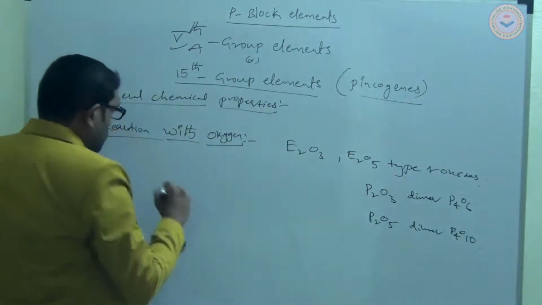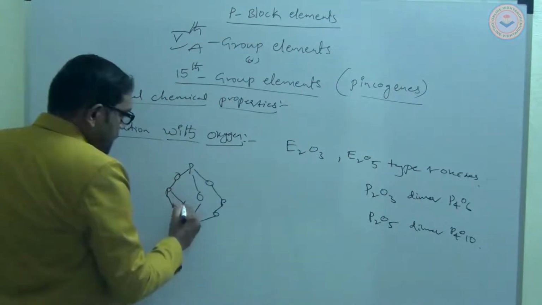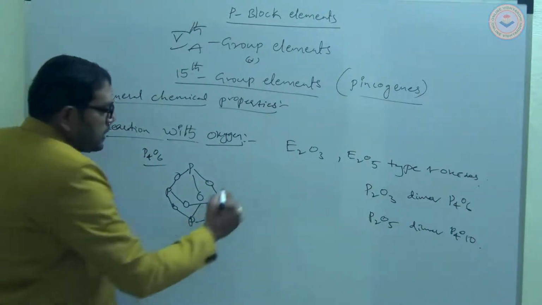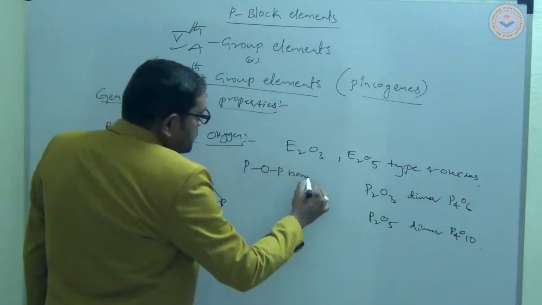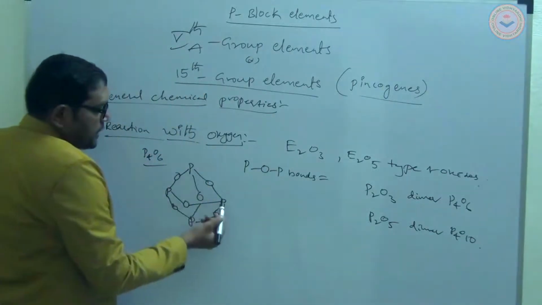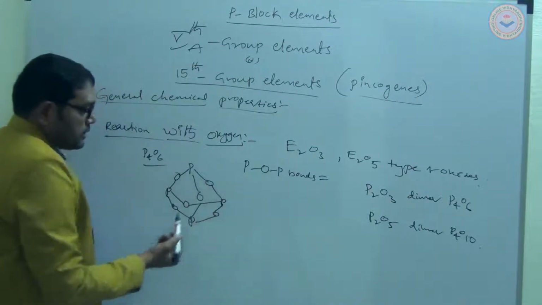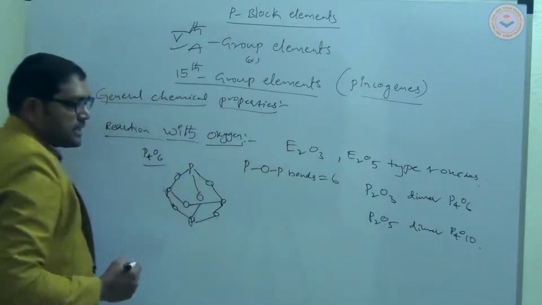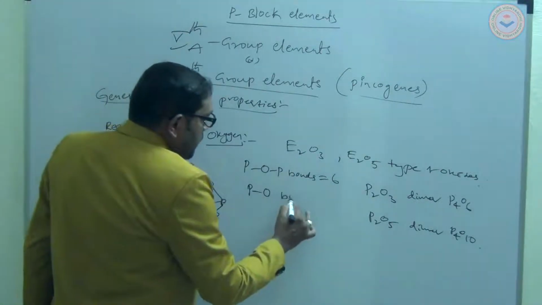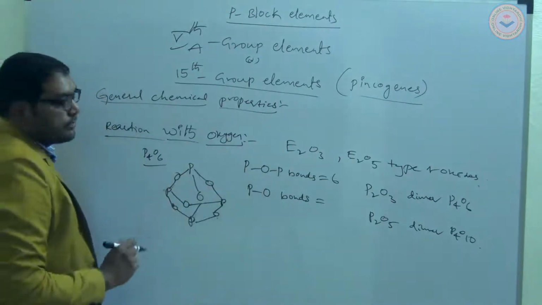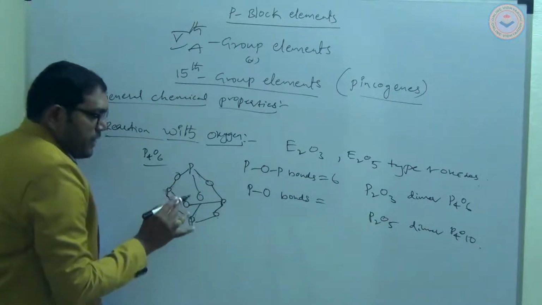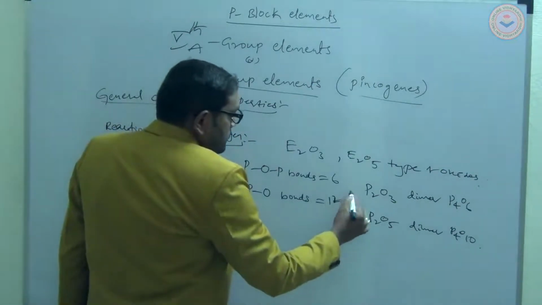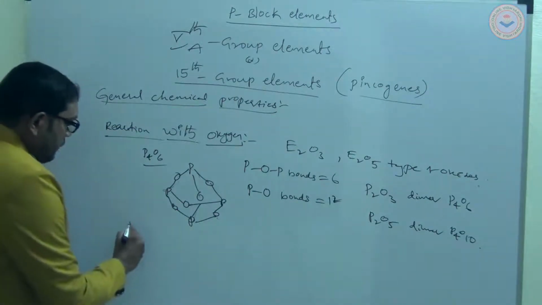Now the P4O6 and P4O10 structures. In the P4O6 structure, there are P-O-P bonds, 1, 2, 3, 4, 5, 6. The P-O-P bonds are 6. Phosphorus-oxygen bonds: around every phosphorus there are the same 3 oxygens, so 4 times 3 is 12. That is P4O6.